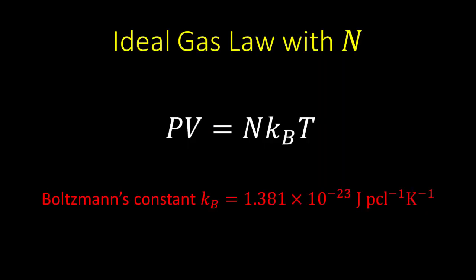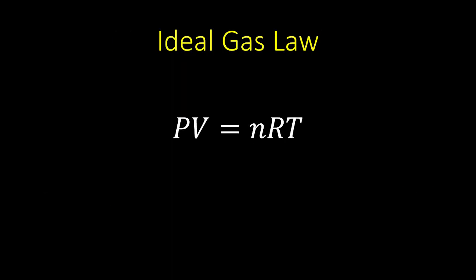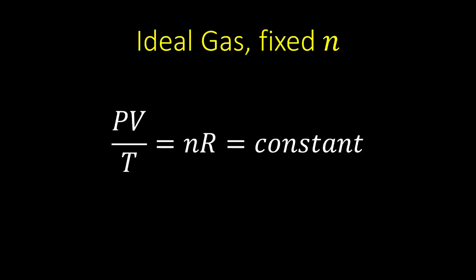Hence, PV equals NkBT is another form of the ideal gas law. If the number of moles n, or the mass m, or the number of particles N is fixed, the ideal gas law implies that PV divided by T is equal to nR, which is equal to a constant.